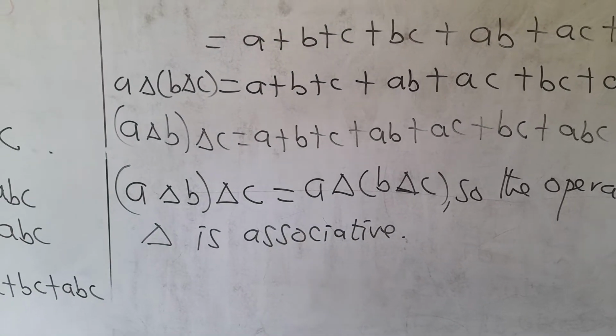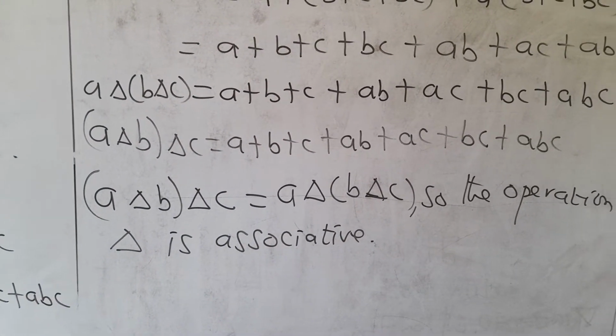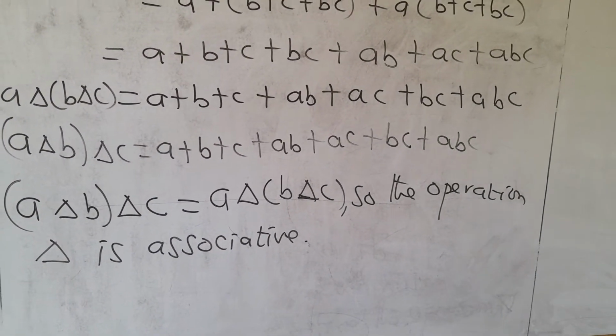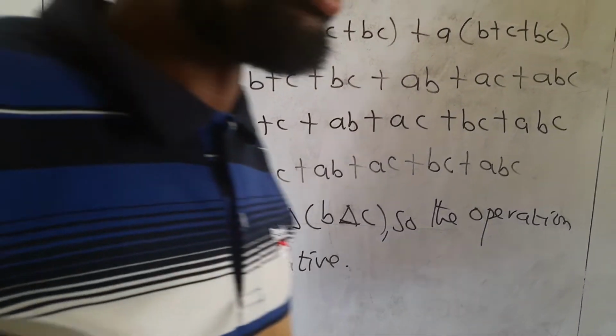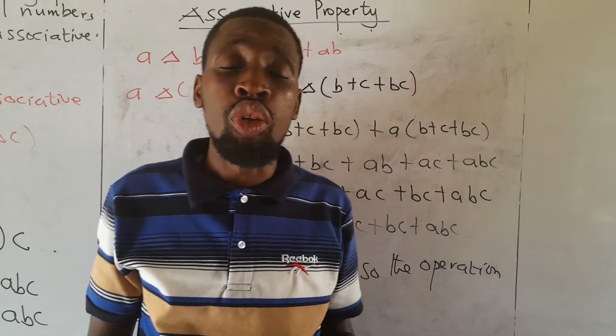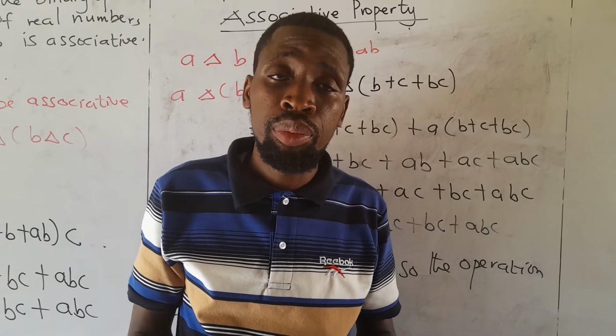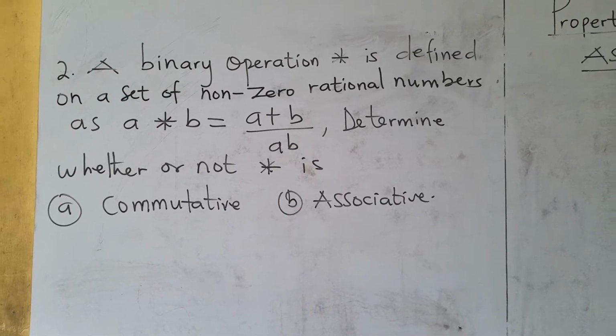I hope you get that. So this is how we prove the associative property of a binary operation. We'll solve another question on the associative property so that you'll be abreast with the concept. So let's look at our second question.